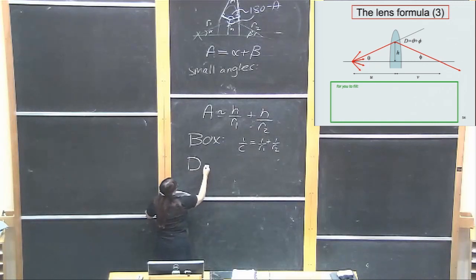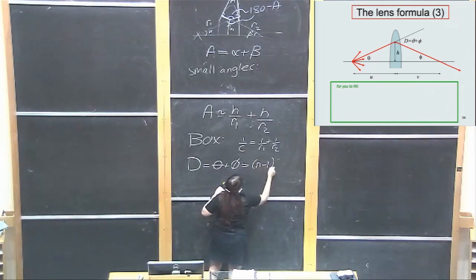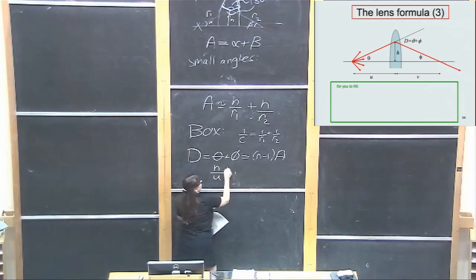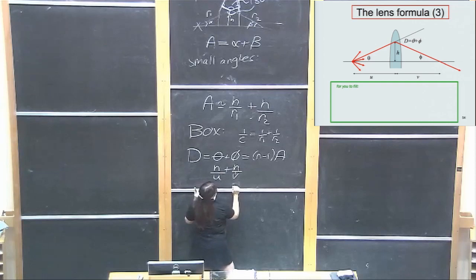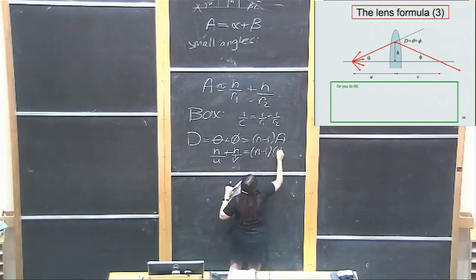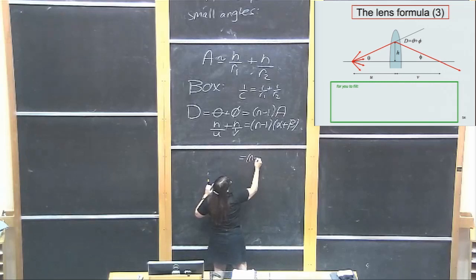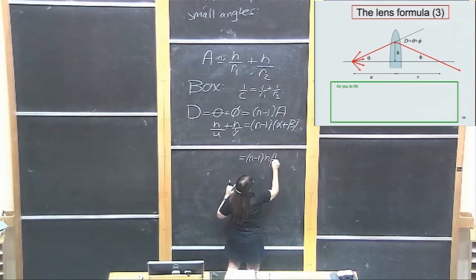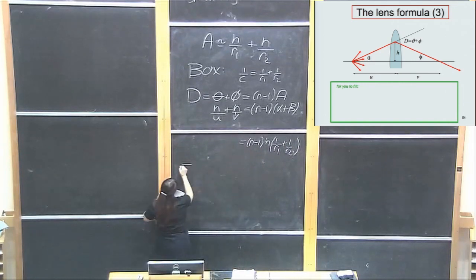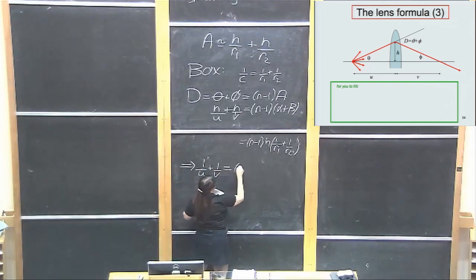So now we know from before that we have this, but we have a relationship for A now, and also we can do the usual small angle replacements for theta and phi. And I'm going to say that that is alpha plus beta, which is, as we've seen, n minus 1 h into 1 over r1 plus 1 over r2. All the h's are going to cancel, and so we have our final lens formula, which looks like this.